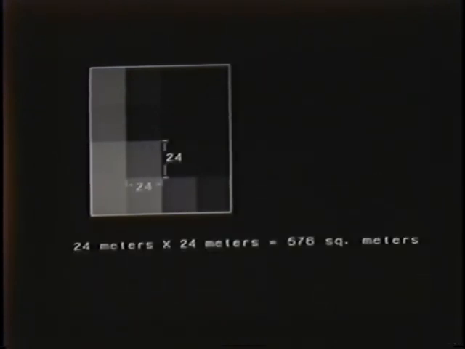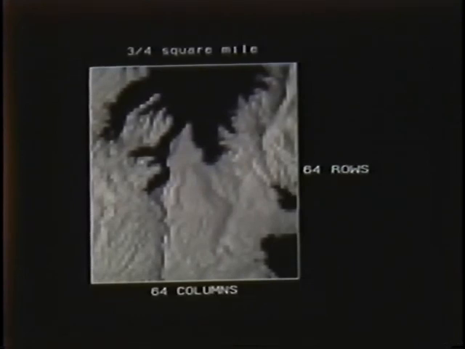For this particular image, each pixel covers an area of 24 meters by 24 meters. Collectively, these pixels make up an image array. In this case, the dimensions of the image array are 64 rows by 64 columns. The total image shows an area which is approximately 3/4 of a square mile.